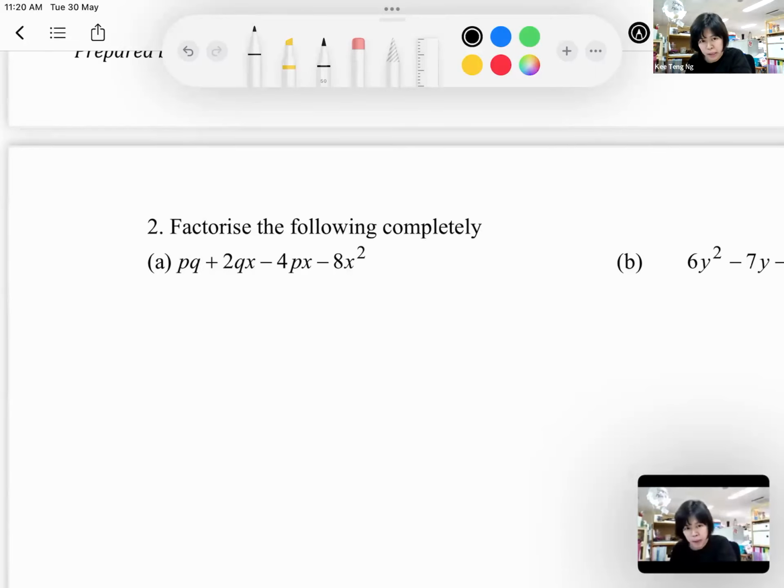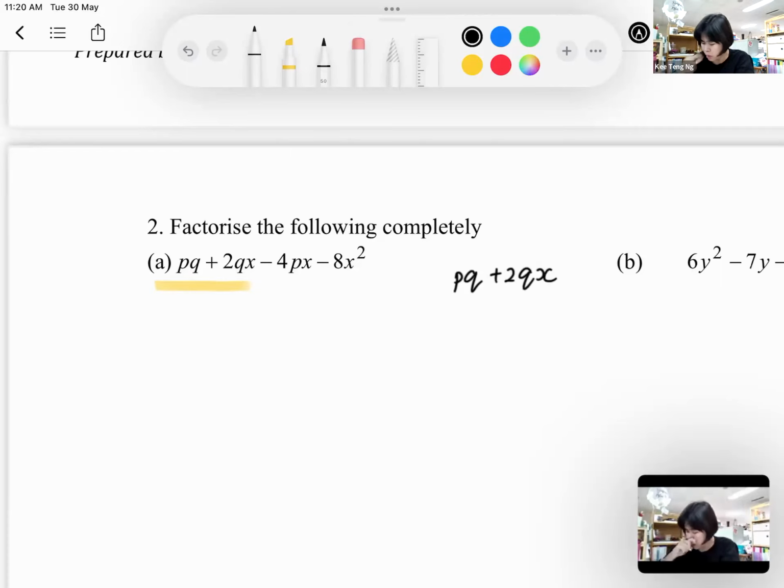But now for my set 2 revision question, this one first, you notice that it's 4 terms, so we try to do grouping. Identify common factors also. So the very first group that I'm going to group with, I'm going to put PQ together with 2QX. Is this okay? I should ask you all for your opinion. What do you want to group PQ together with? Is it okay?